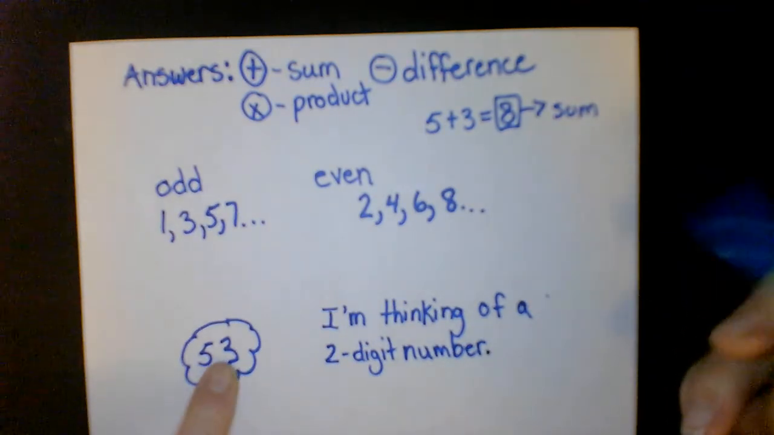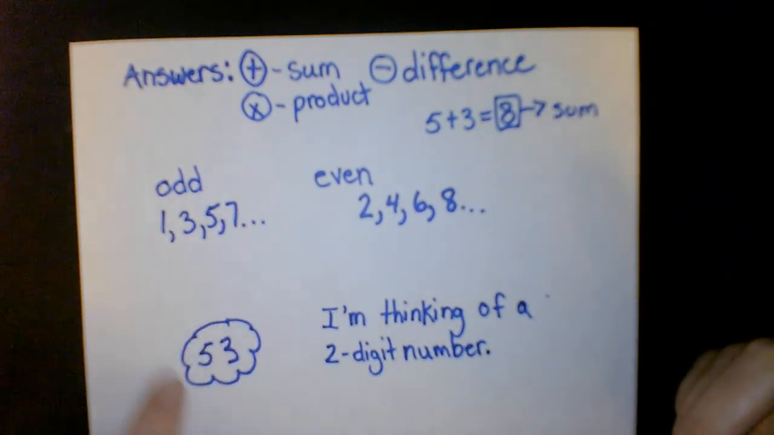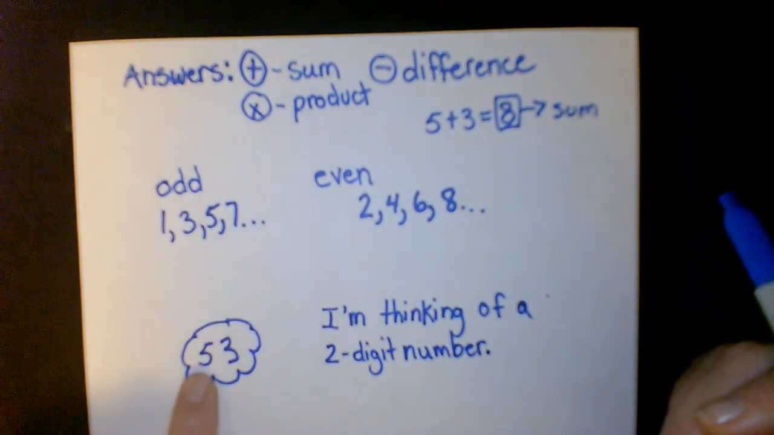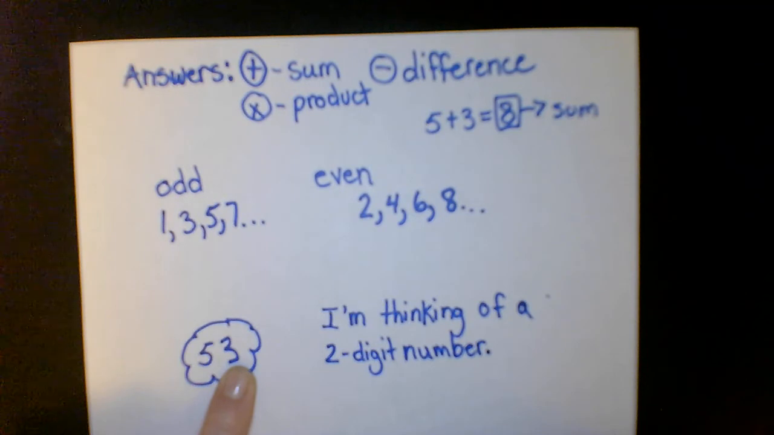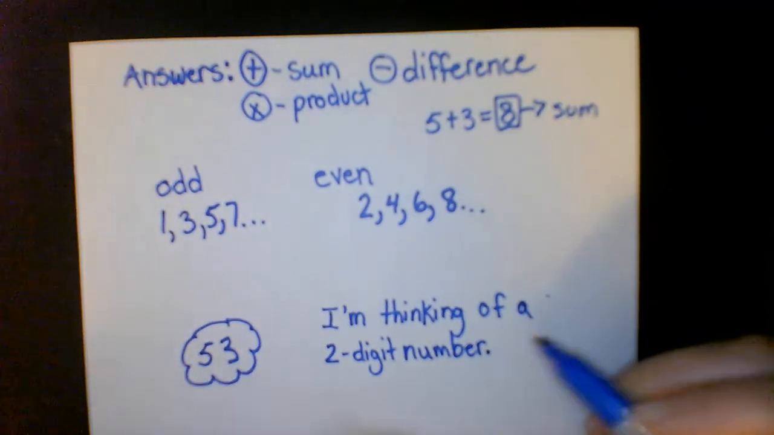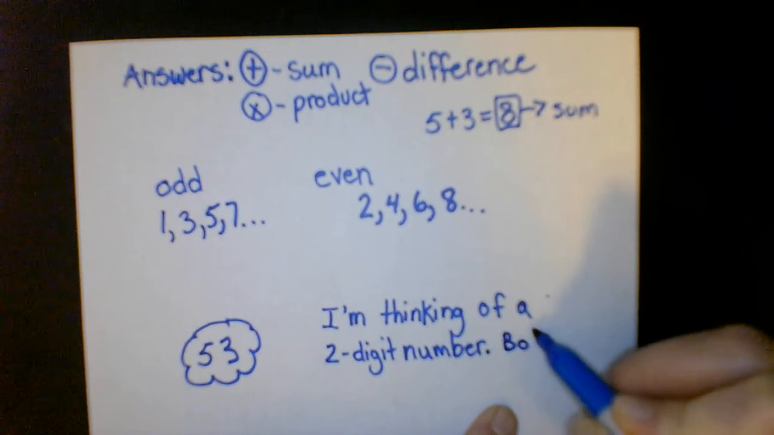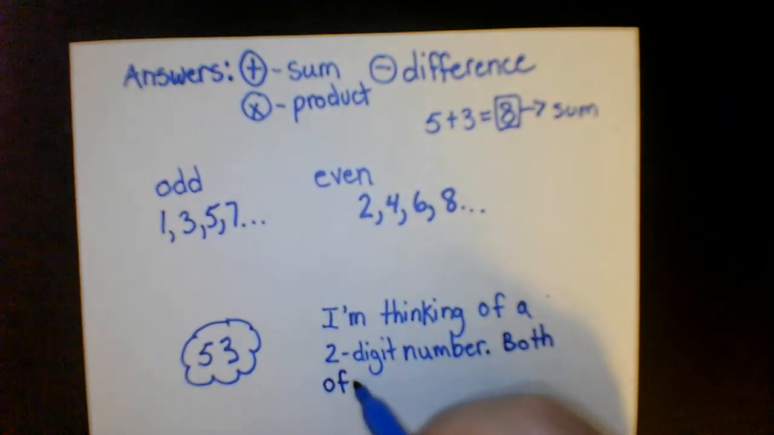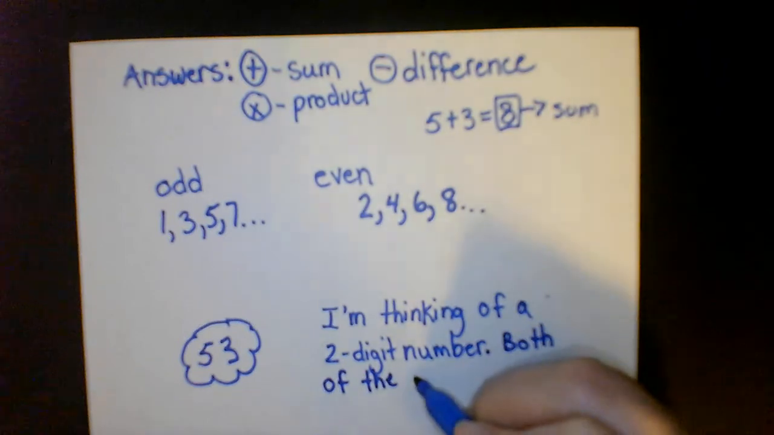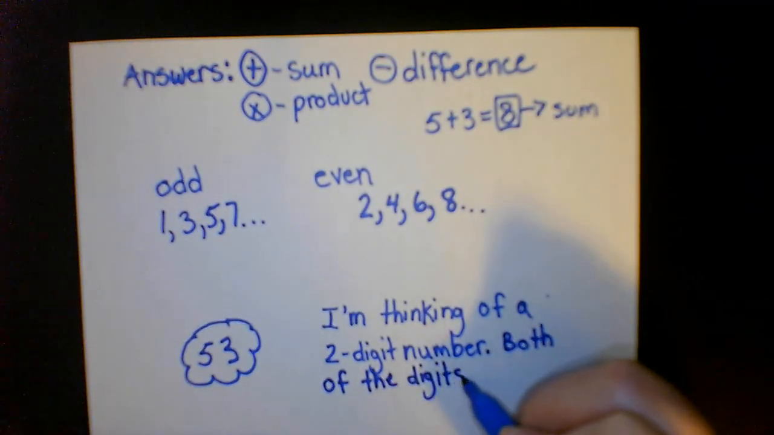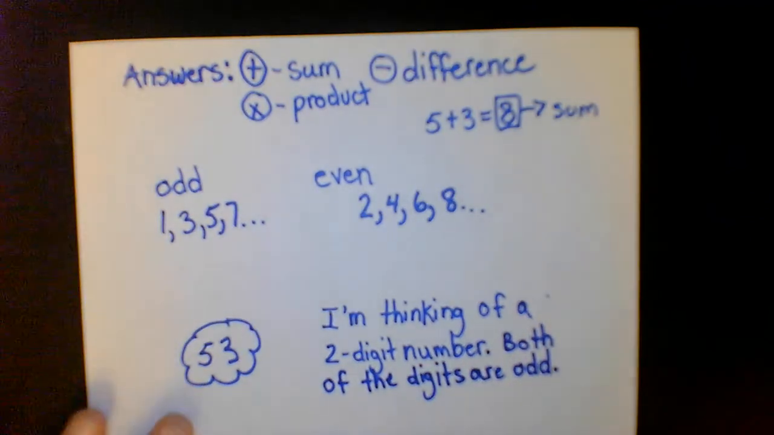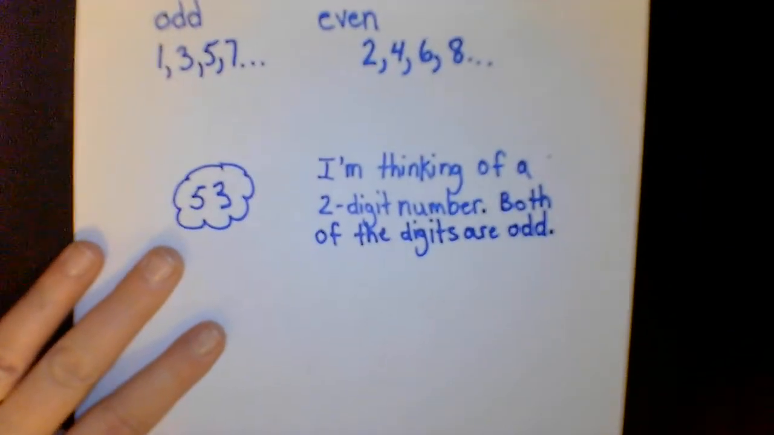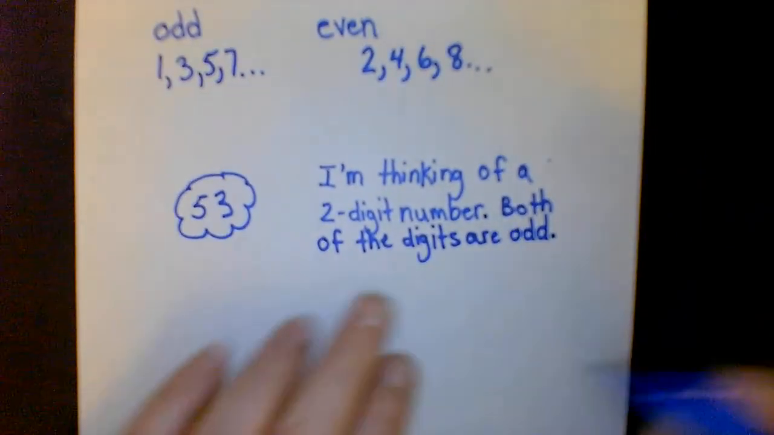So then I'm going to try and think about what I can give as clues for this number. What I notice, I'm going to use the odd and even. I notice that both digits, the tens digit and the ones digit, are both odd. So I'm going to write that. Both of the digits are odd. But that's not quite enough information to help my friends solve this. I need to give some more.